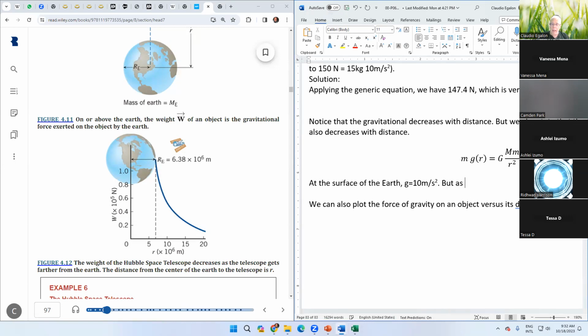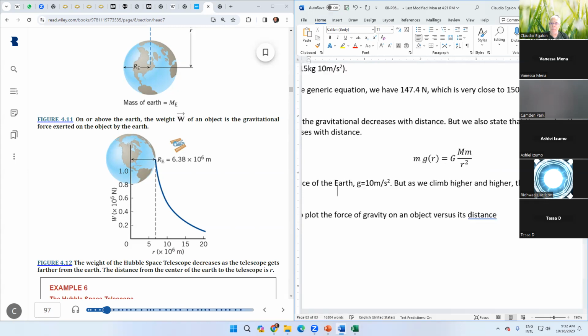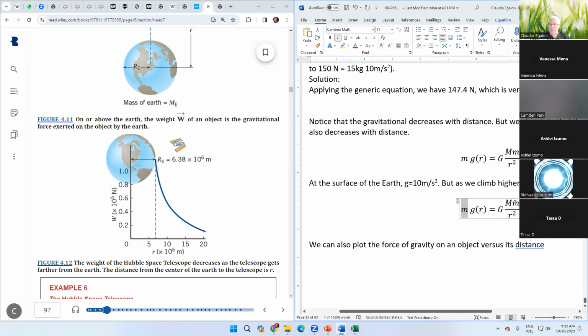But as we climb higher and higher, this g should decrease, okay? And the relationship is given by that. Look what will happen. This M here is the same as this M here, so we can cancel those two M's. And the acceleration of gravity is going to decrease with the square of the distance as you climb higher and higher. Let's see how it behaves.